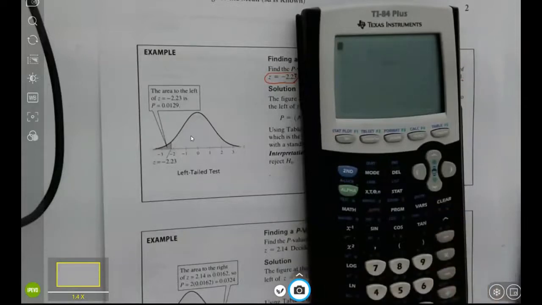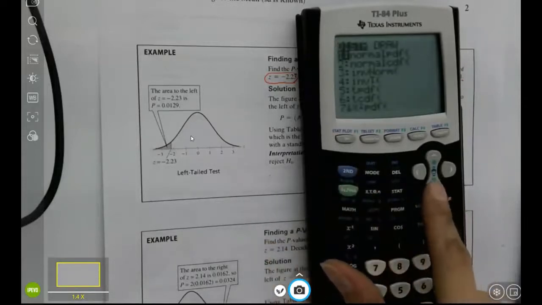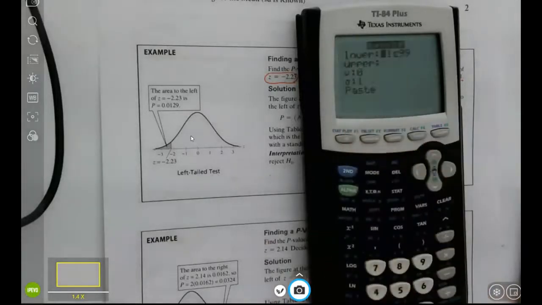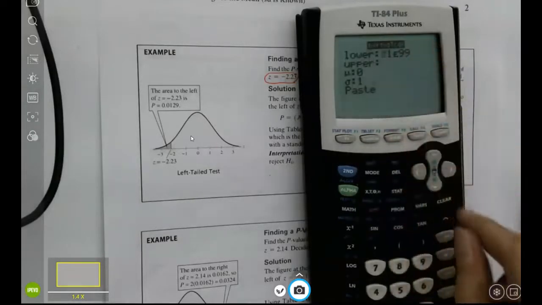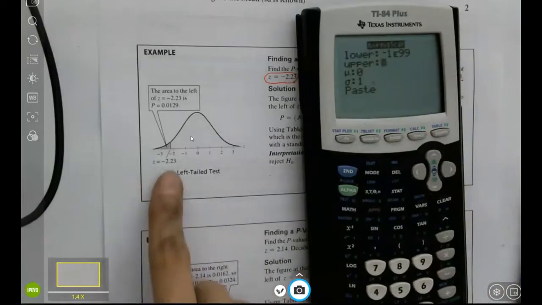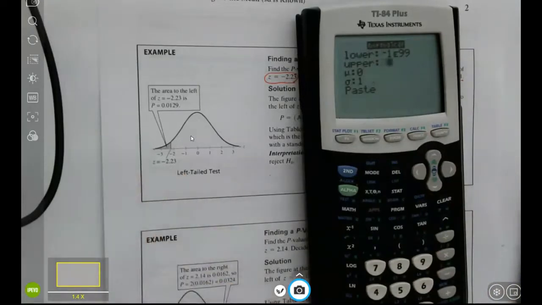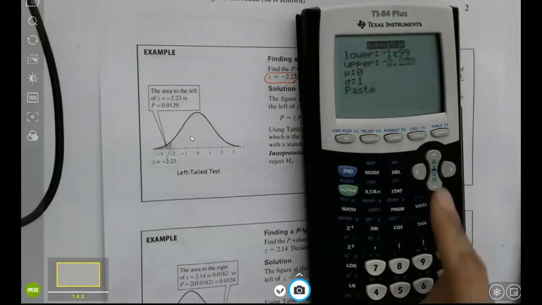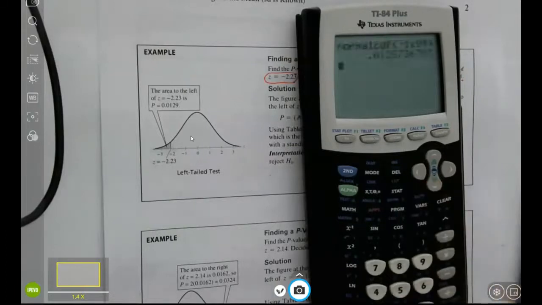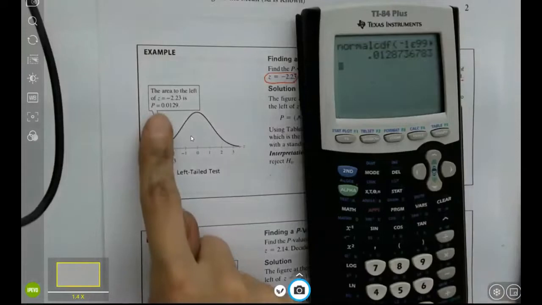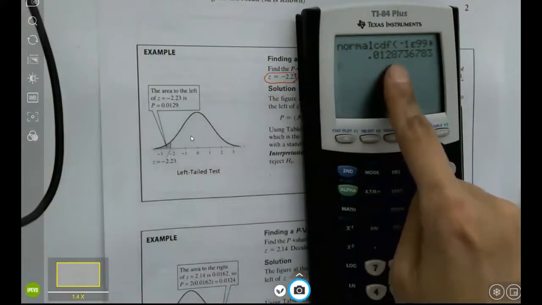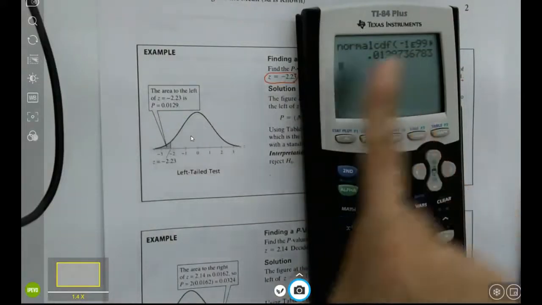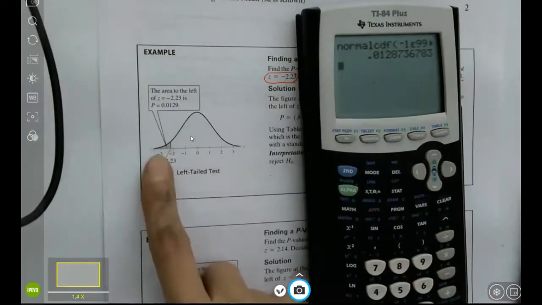Turn on the calculator. Second, vars. So normal CDF. On the left-hand side, you have negative 100, upper limit, negative 2.23, so minus 2.23, mu is 0, sigma is 1, and let's calculate that. The p-value is 0.0129. This is your p-value. Can you repeat again?